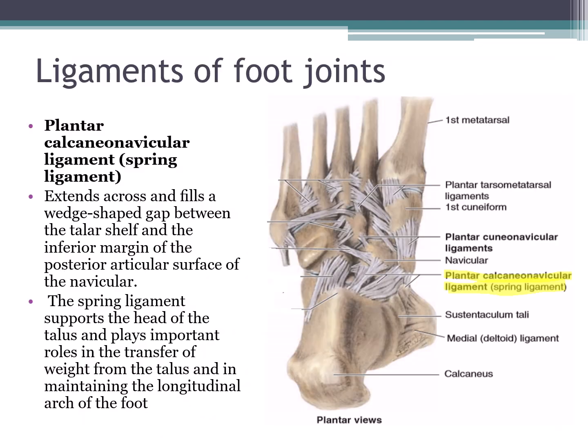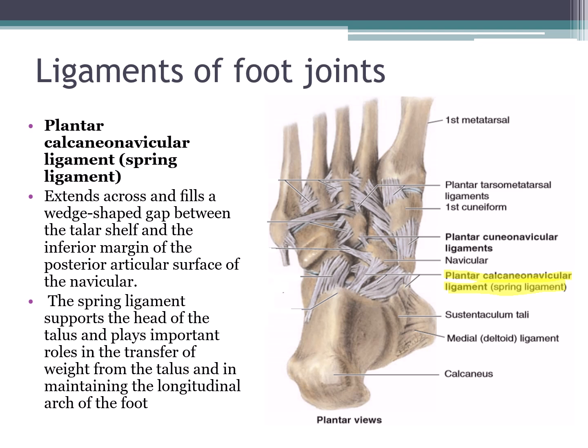Now we talk about the ligaments of the foot joints. As you can see, there are many bones in the foot, and they are linked together by a large number of ligaments. The important ligaments which provide the main strength to the foot bones include the plantar calcaneonavicular ligament, that is, on the plantar surface between the calcaneum and navicular. Normally it is known as the spring ligament.